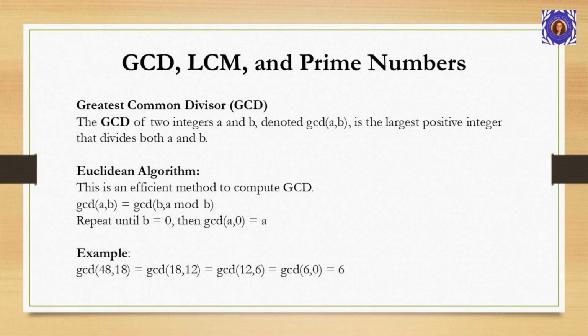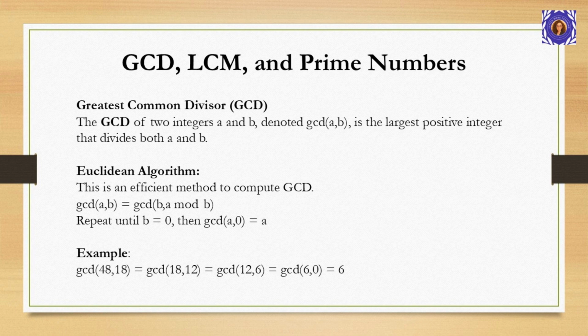Now, let's discuss the greatest common divisor, or GCD. The GCD of two integers a and b, denoted GCD(a, b), is the largest positive integer that divides both a and b. The most efficient way to compute GCD is using the Euclidean algorithm. Here's how it works: GCD(a, b) equals GCD(b, a mod b). We repeat this process until b equals 0, at which point GCD(a, 0) equals a.